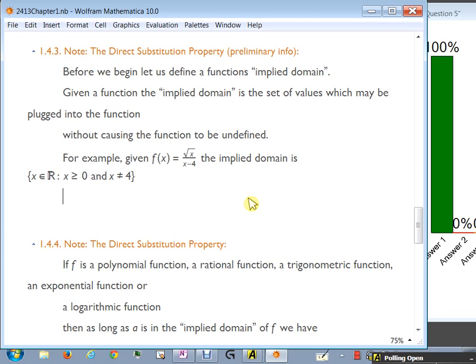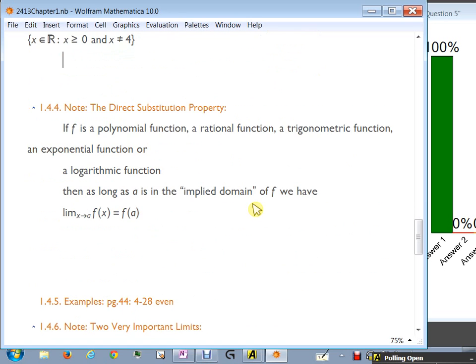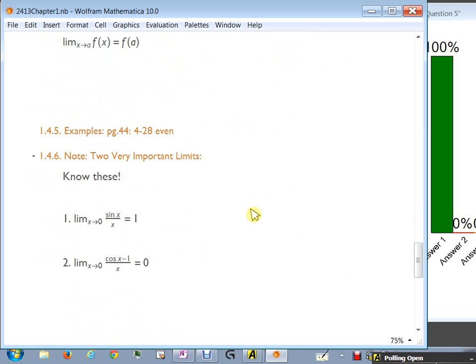But keep in mind, the direct substitution rule says as long as the number you're plugging in behaves well in there, there's nothing to worry about. It's just whatever you get out when you plug it in. All right, so let me work through some of these problems.